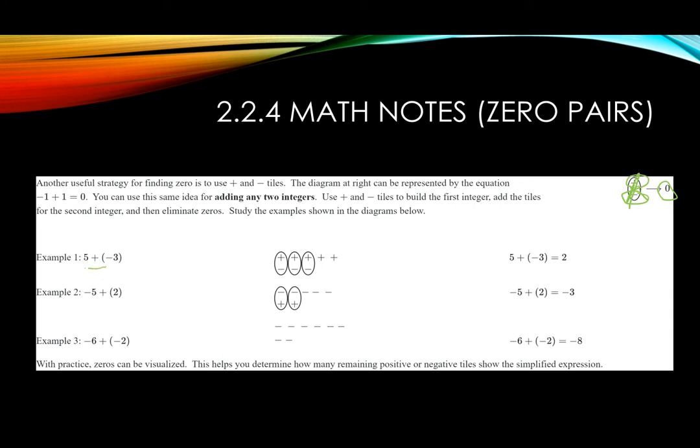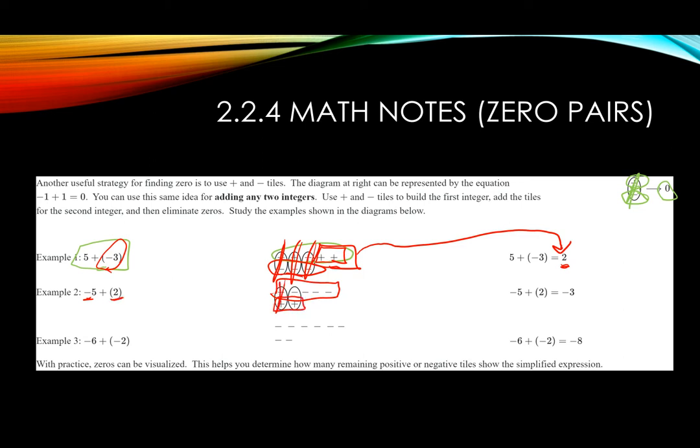It says 5 plus negative 3, so we put 5 positive tiles, and then we put 3 negative tiles, and then we cross out the positives and the negatives, and here we're left over with negative 2. I'm sorry, positive 2, because we have 2 positive tiles, so that's where we get our positive 2 from. Same thing here, we start with negative 5 tiles, and then we add positive 2 tiles. These would cancel out. We're left with 3 negative tiles. So we're going to have negative 3 as our answer.